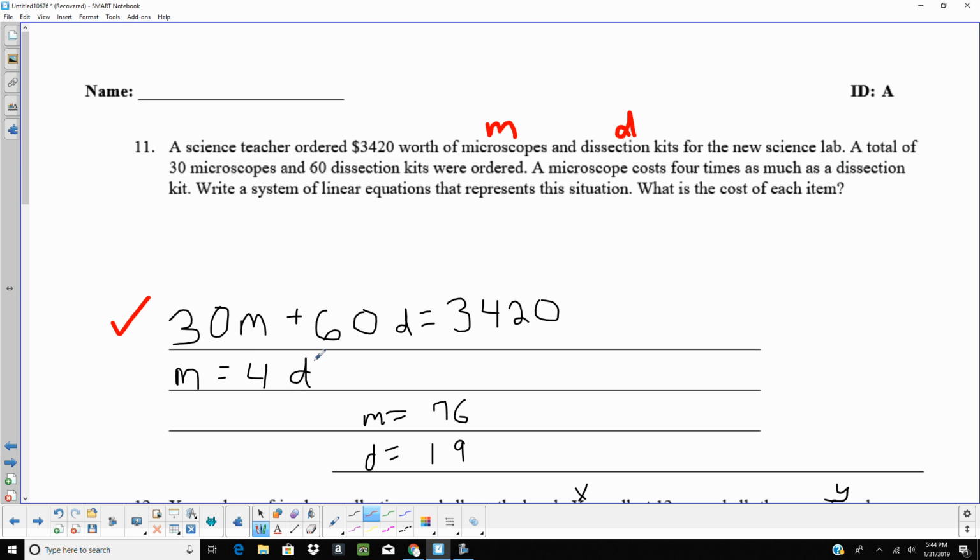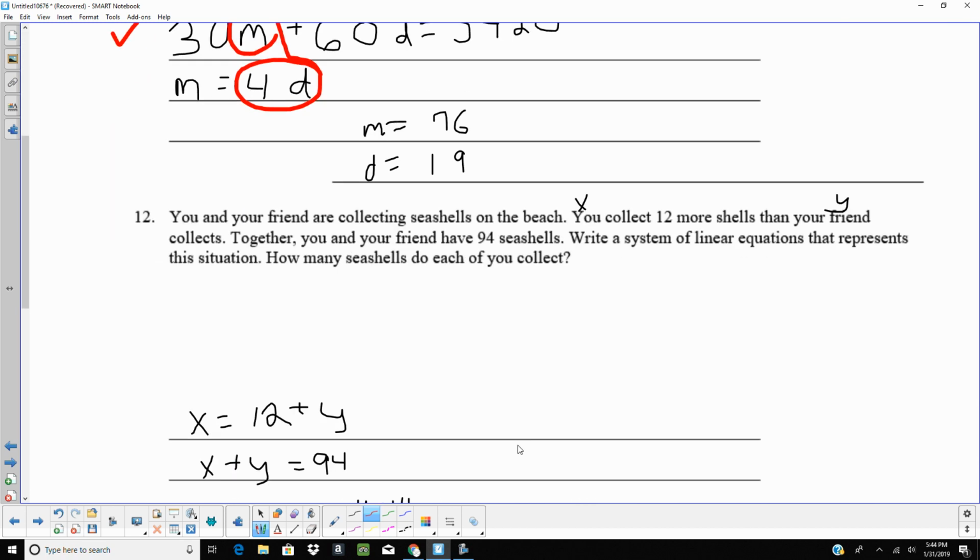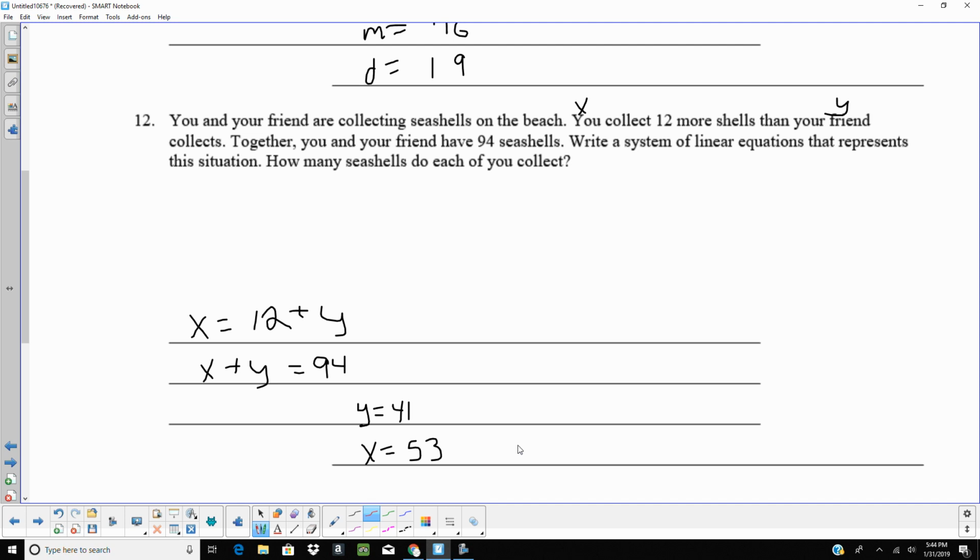On this one, you should automatically think substitution because the M is solved for. I'm going to plug it in right there. And if you do everything correctly, the microscope should be 76, and the dissection kit is 19. On number 12, I put you as an X and your friend as a Y. And I think once you see that, it should be pretty self-explanatory.